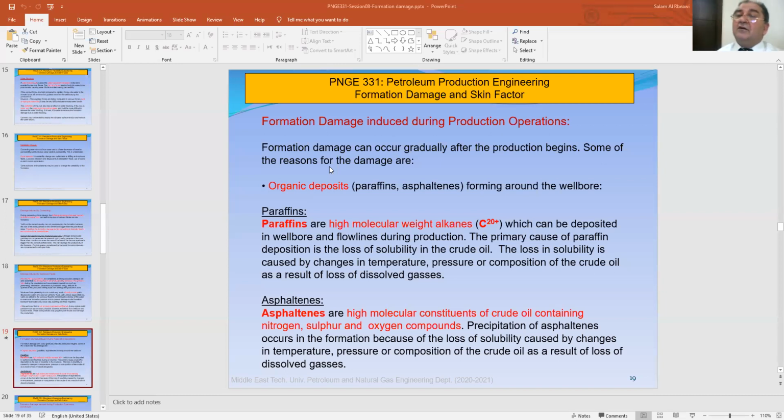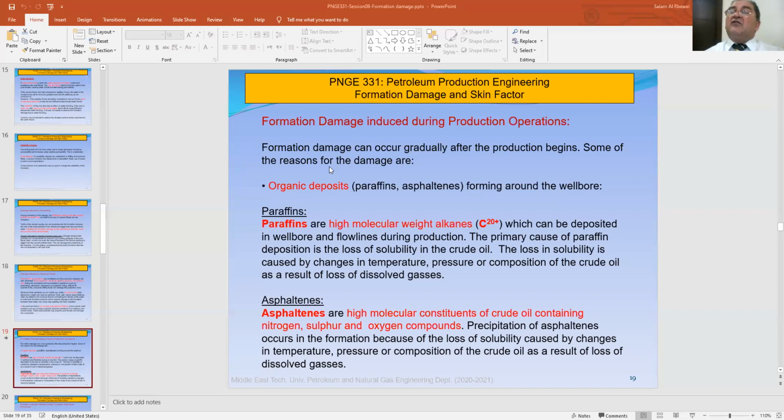The same impact could be observed with the asphaltene. As I told you, one of the big challenges for the petroleum industry in the Middle East is the asphaltene production. What is the asphaltene? It is a heavy hydrocarbon group with nitrogen, sulfur, and oxygen compounds. They are very heavy hydrocarbons. Typically, they are soluble in the crude oil. Again, for some reasons, the crude oil could lose the ability to keep them soluble, and they are going to be precipitated in the porous media.